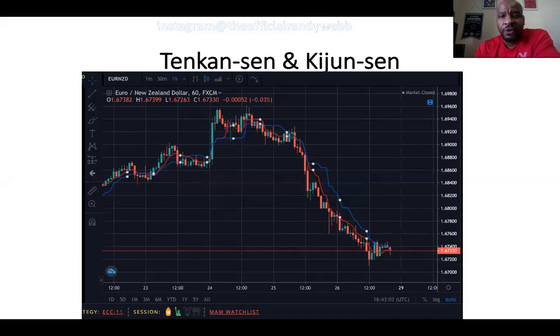And so we're just going to give you several strategies that you can work with this. So the conversion line and the baseline are also used as moving support and resistance lines. What do I mean by that?